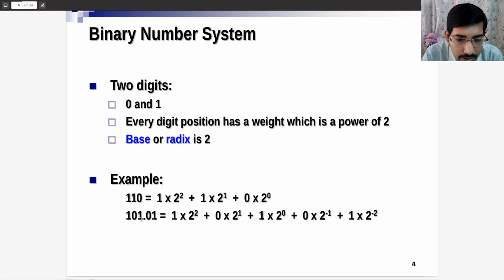So in binary we go 2 to the power 0, 2 to the power 1, 2 square in this way. And the right side part we go in decimal from the left to right as 10 to the power minus 1, 10 to the power minus 2. In binary we go as 2 to the power minus 1, 2 to the power minus 2 in this way. So therefore this number in decimal is 5, the integer part, and the fractional part is 0 into half plus 1 into 1/4, that is 5.25 is the number.